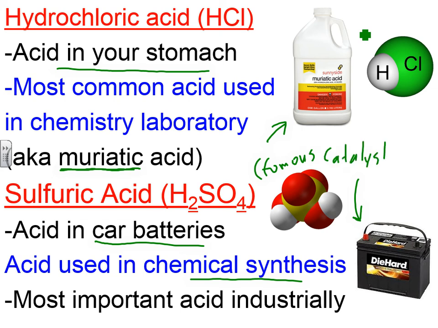Now, in fact, it's so important in chemical syntheses that industrially, it's the acid that ranks as the top substance that you can use to gauge your industrial activity. In fact, a country's wealth and industrial activity can be measured by how much sulfuric acid it uses. It's extremely important. So there's sulfuric acid.